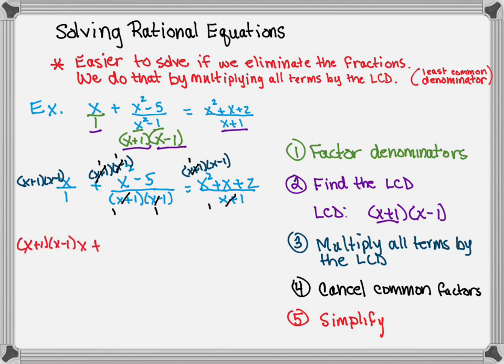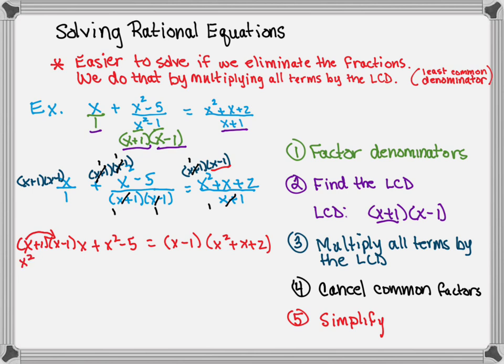So on the left, that first term, we've got x plus 1 times x minus 1 times x, so we've got a whole bunch of 1's, but we're left with x squared minus 5, and then equals, and then on the right, I've got 1 times x minus 1, and then times the x squared plus x plus 2. Okay, that looks a little bit easier. Now let's do some multiplying.